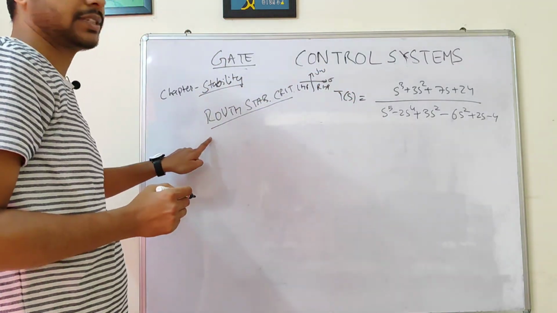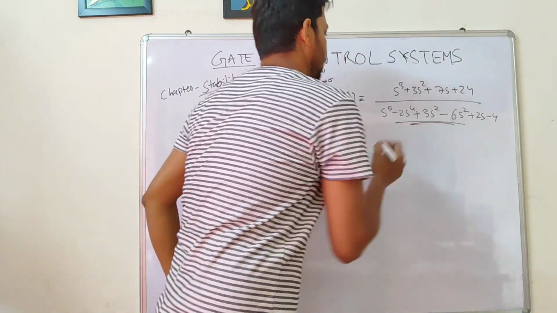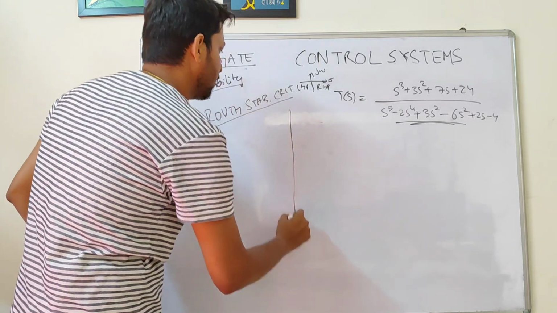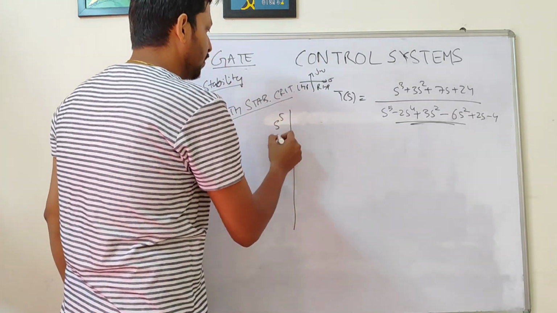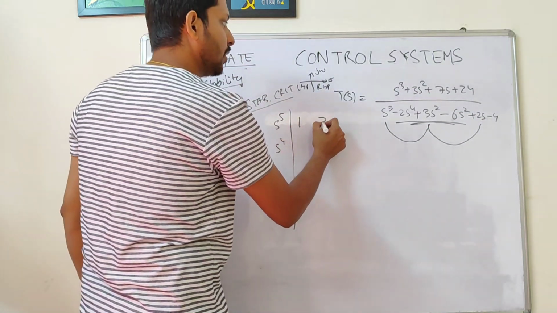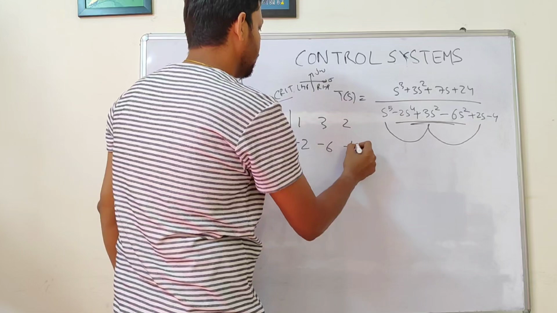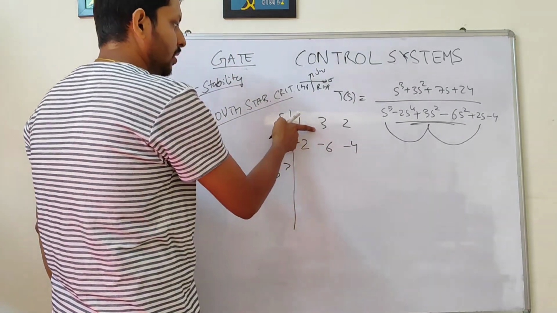Again, we'll use this Routh stability criteria. This is the characteristic equation. Okay, let's write it. S to the power 4. Take these alternating terms 1, 3, 2, then -2, -6, -4. Yeah, so this is the ratio of this.